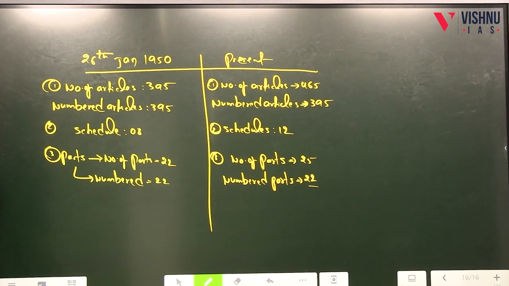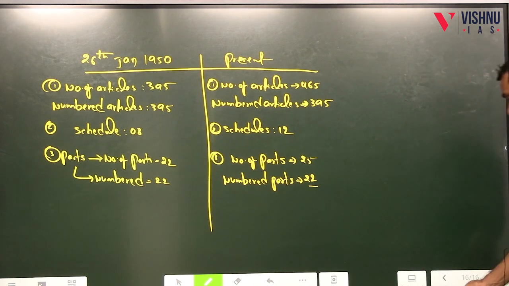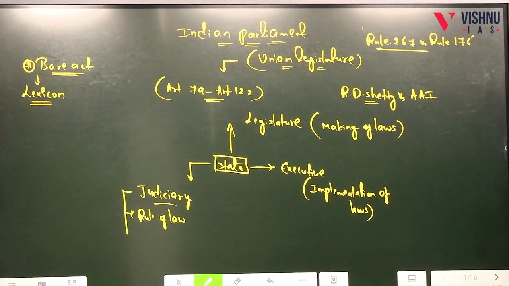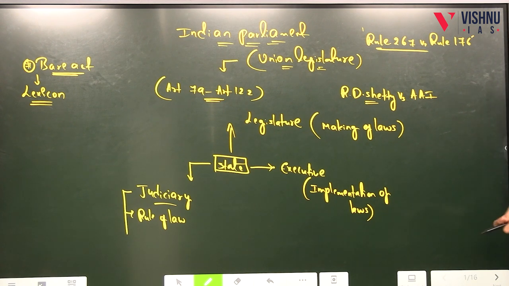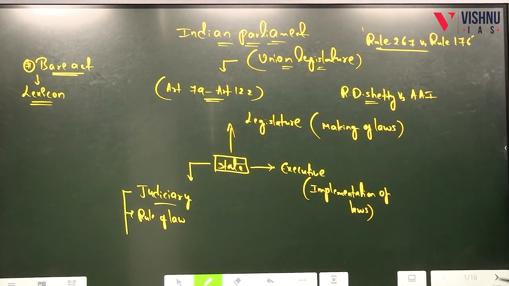Clear? Very good. I will revise quickly whatever we discussed in today's class. Students, in today's class, we started with the topic of the Indian Parliament. The Indian Parliament is nothing but the Union Legislature. Articles 79 to 122 deal with the Indian Parliament. The State consists of three elements: legislature, executive and judiciary. And in tomorrow's class, you have to bring the Constitution. That is also revision.